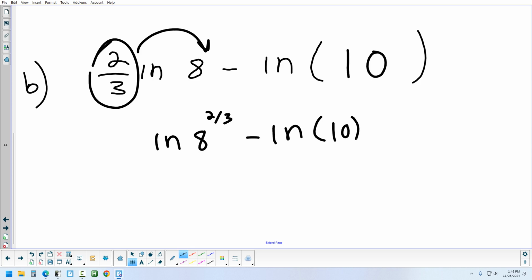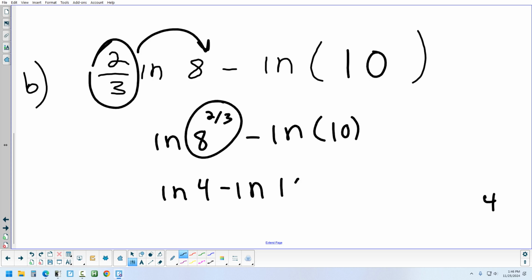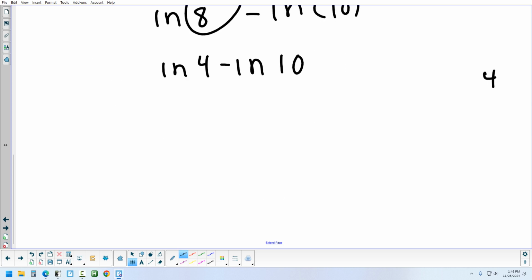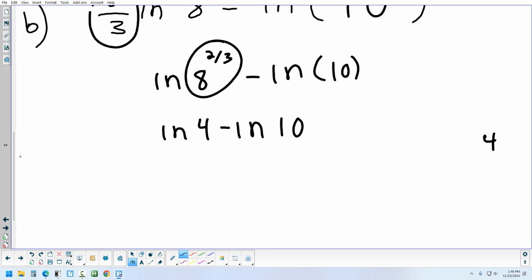And then there's 10. So now this is something we should work out, so we don't have to keep that. What's 8 to the 2/3? 4. Yes. I don't know what the calculator said. I did not get that. So yeah, 8 to the 2/3 should come out to 4. I got 4. All right, so if you use your calculator, you get that.